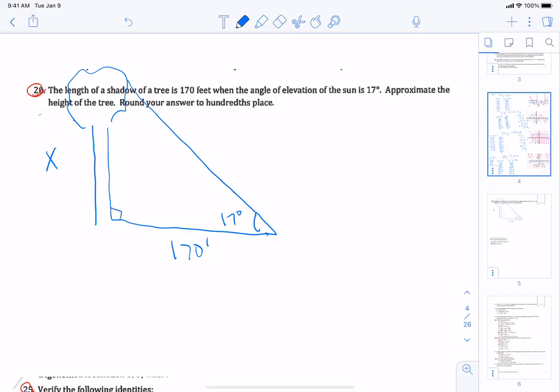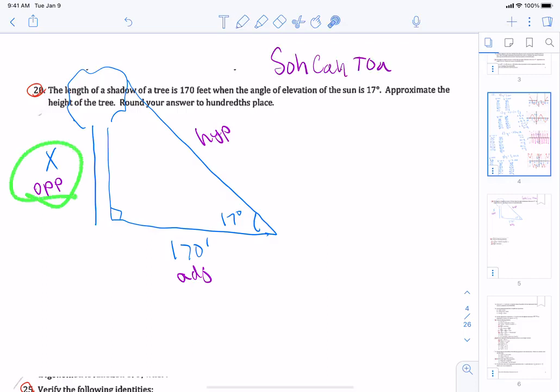So you're just setting up a normal, good old SOHCAHTOA sort of problem. Once you've drawn your triangle, my suggestion is label what the sides are that you know. Are they opposite, adjacent, or hypotenuse? This one is your opposite. This one is your adjacent. This one is your hypotenuse. So if you think about SOHCAHTOA, the one we want is the one that contains opposite and adjacent. So that's the TOA part of it. So that's your tangent. So I know the tangent of 17 is opposite over adjacent.